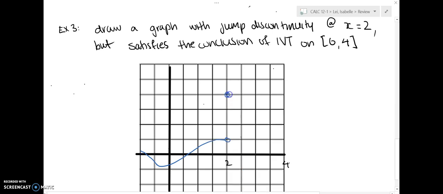So here are two functions that are not equal when the limit is approaching 2, and then to satisfy IVT we can put a point in the middle of them or wherever so that f of 2 does actually have an answer. So this will satisfy the intermediate value theorem because there will be a y value for each x value plugged in, and it does have jump discontinuity at x equals 2.